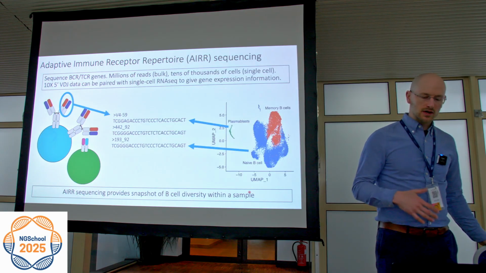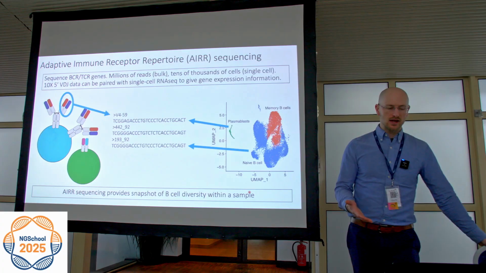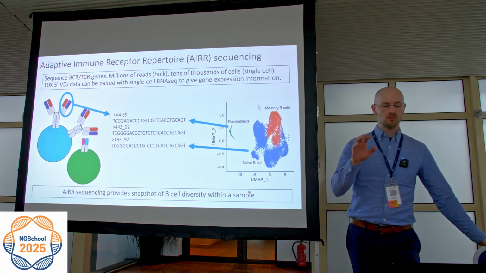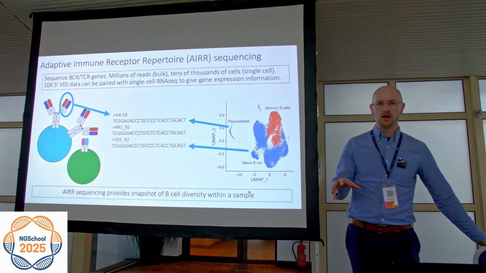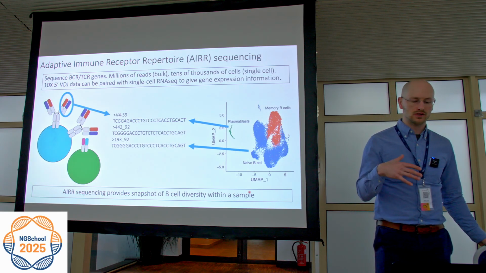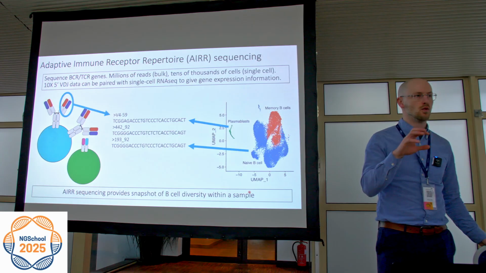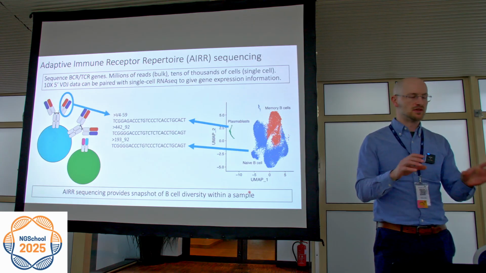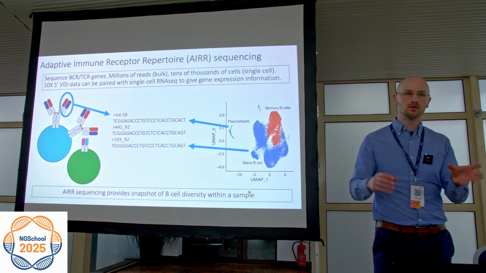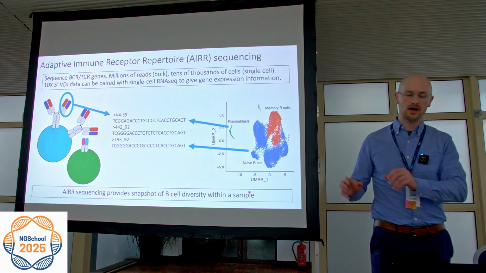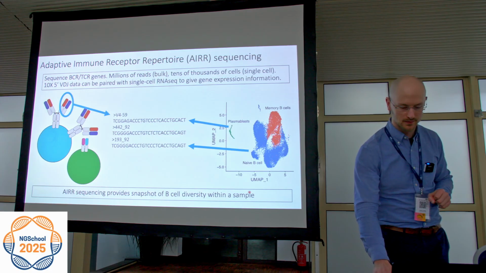Importantly, for single cell sequencing technologies like 10x 5' VDJ data, we can pair BCR sequences with RNA-seq, and this can tell us about gene expression information for different B cell receptors. So we can associate individual BCRs with different B cell and T cell subclasses.